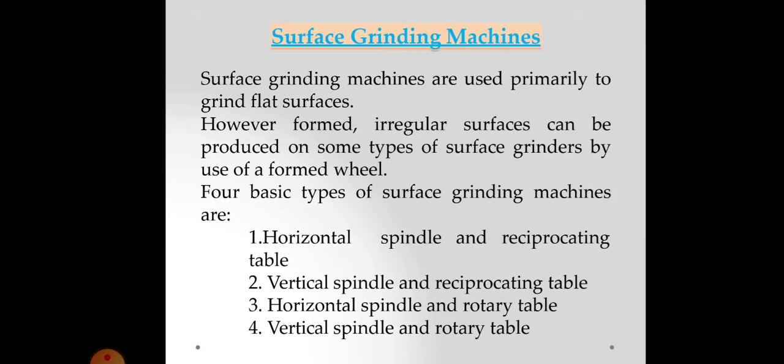Surface grinding machines are used mainly to grind flat surfaces. However, formed irregular surfaces can be produced on some types of surface grinders by use of a formed wheel. Four basic types of surface grinding machines are horizontal spindle and reciprocating table, vertical spindle and reciprocating table, horizontal spindle and rotary table, and vertical spindle and rotary table.